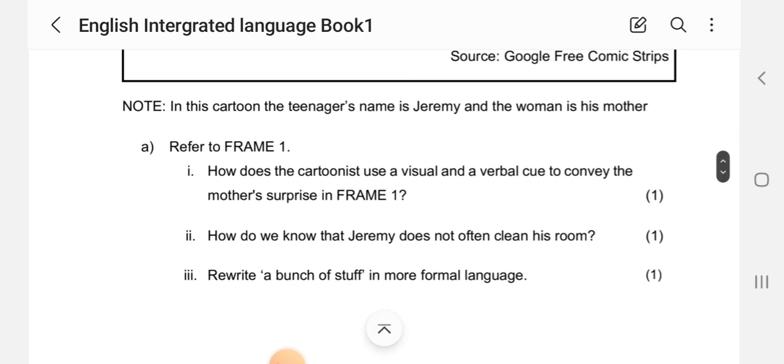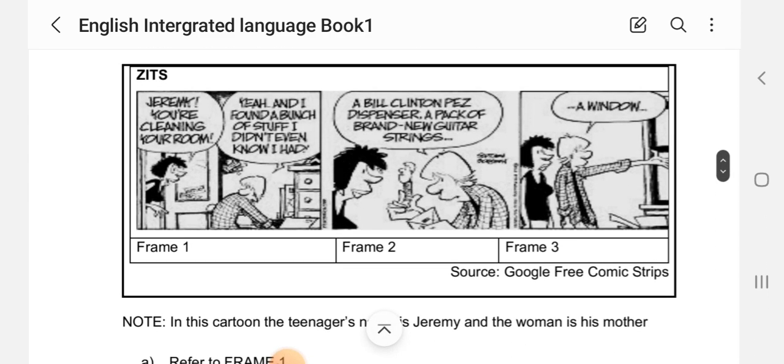So from frame 1, we have to answer looking at frame 1. Okay, how does the cartoonist use visual and verbal clues to convey the mother's surprise in frame 1? So we learn about visuals and verbal. Okay, verbal is talking, visuals is just by looking. So with her visuals, her mouth is wide open. So it's a visual way, like her mouth is wide open and her eyes are wide open. So that's how they're using visuals.